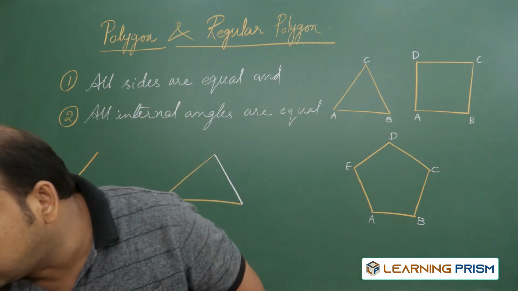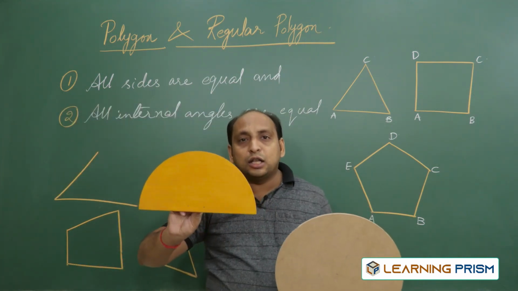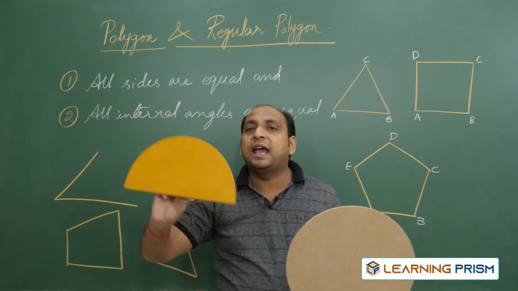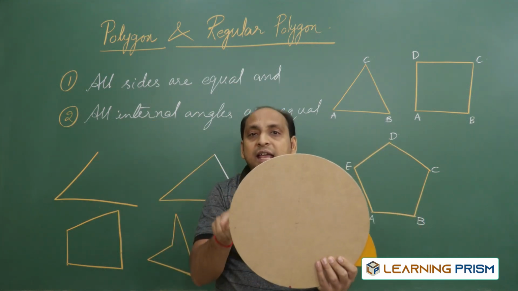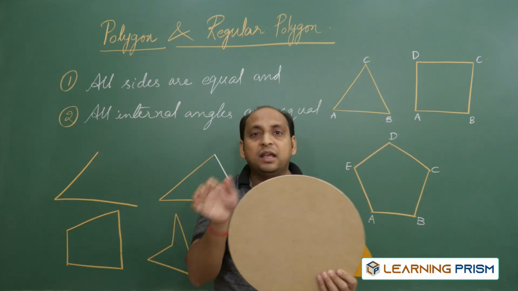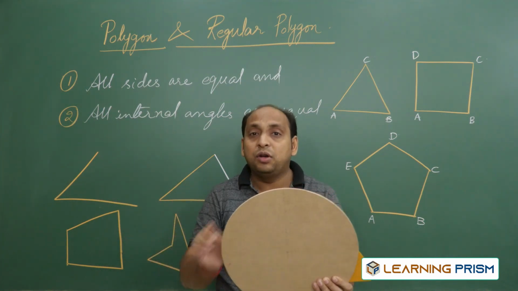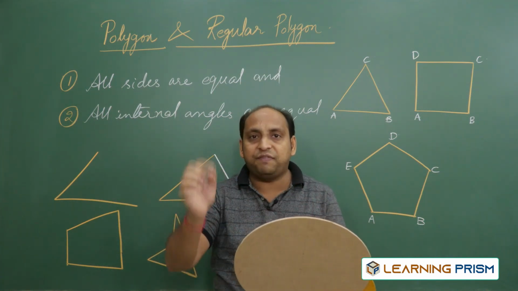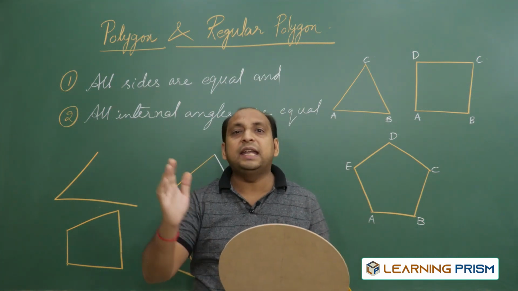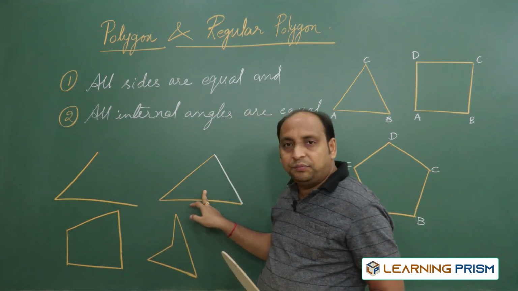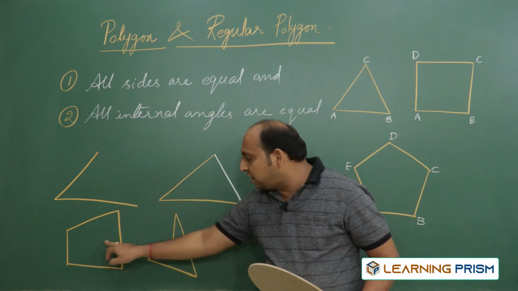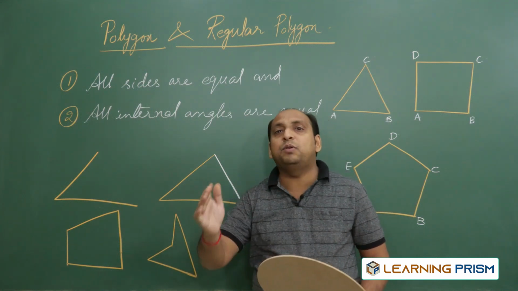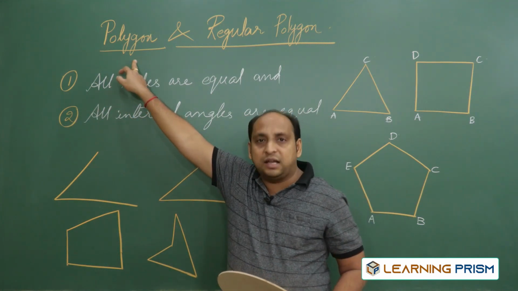Even if I consider this, this is also not a polygon because either this one or this one has curved lines. They should not have curved lines. It should definitely have straight edges. So this one or this one or this one, all these three figures are examples of polygons.